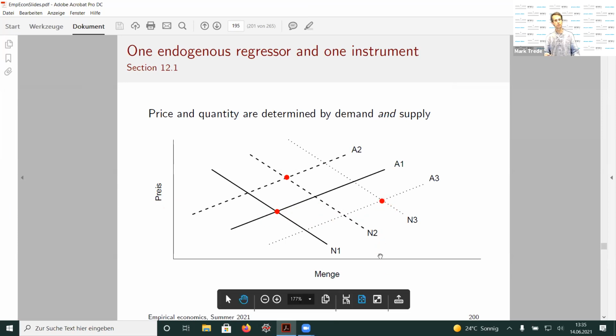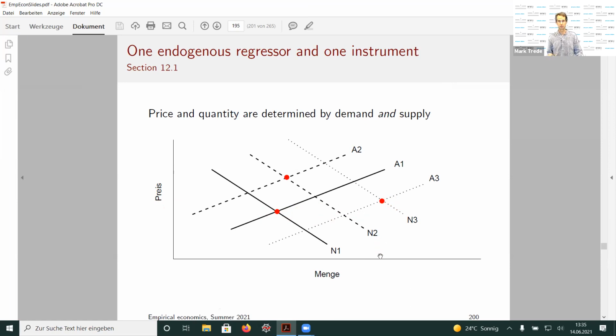Now suppose that we do not know these three demand and supply curves. And this is the reality. We do not know where the curves actually lie. What we observe is only the intersection of these lines. So we only observe the red dots. And looking at the red dots, we cannot say anything about the price elasticity for butter.